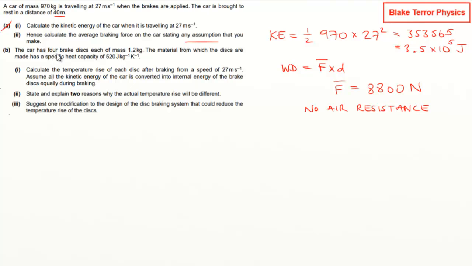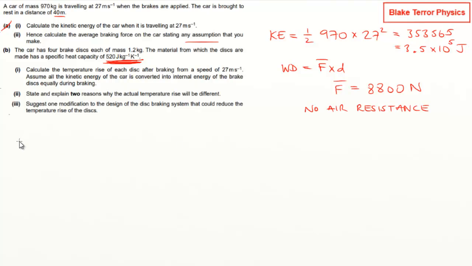Part B, the car has 4 brake discs, each of mass 1.2 kilograms. The material from which the discs are made has a specific heat capacity. We haven't actually done this yet in detail, but it's pretty straightforward, especially as they've given us all the units here. Calculate the temperature rise of each disc after braking from that speed. Assume all the kinetic energy of the car is converted into internal energy of the brake discs equally during braking.